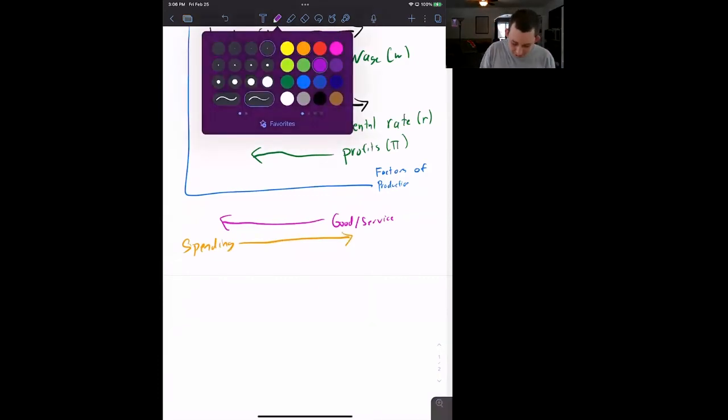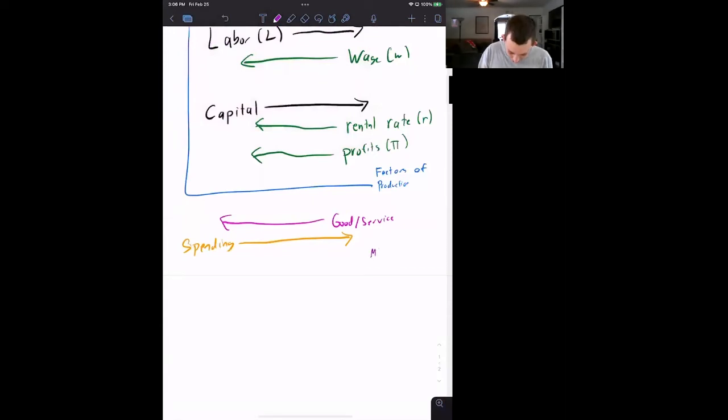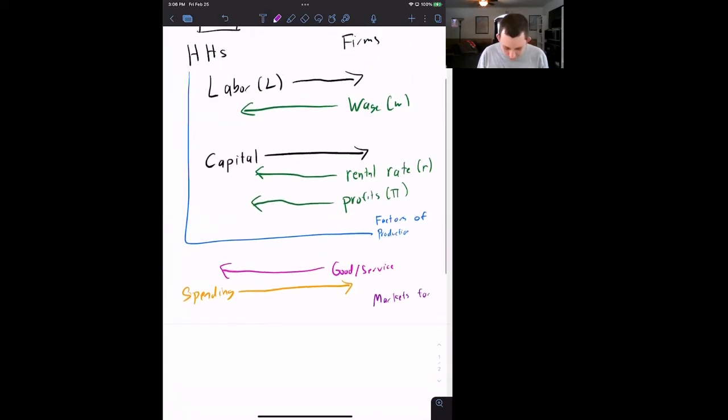And unsurprisingly, this is what we call the market for goods and services. Sorry if that's a little hard to read. This is the market for goods and services. Let me just rewrite that real quick. So once again, we've got these flows going back and forth between the households and the firms. We've got the factors of production and we've got the goods and services market. And we're just going to turn this diagram into a circle. That's all the circular flow is. And we are going to start that right now. So let's get into it.